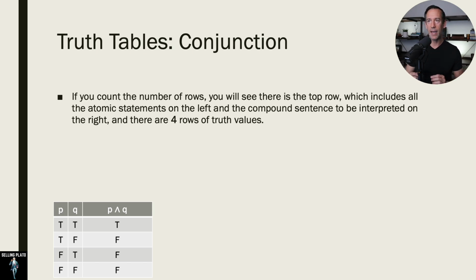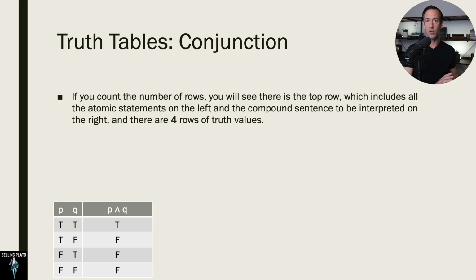So if you count the number of rows here in this truth table, you're going to see that there's the top row. So now we're interpreting the truth table. It's a little bit more complex. It's the same as the negation, but it's a little bit more complex because we have 2 atomic sentences, and that's what makes it more complicated. There's the top row, which includes all the atomic statements on the left. So for negation, we only had 1, right? It was just P. That made it a little bit easier. Now we have 2.